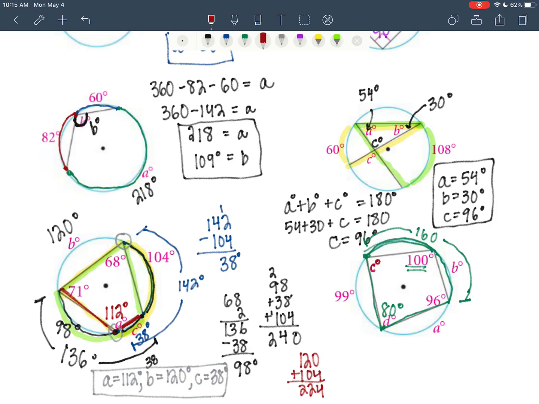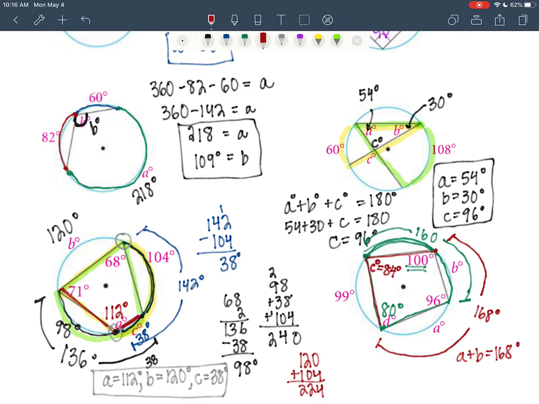C and 96 are also supplementary, so C is going to equal 84 degrees, making this arc that's A plus B, right? This arc that's A plus B is going to be twice that, which is 168. So I know that A plus B equals 168. That's a good thing to know. I know that something plus B is 160, but that something isn't labeled, so I'm not going to really worry about that right now.